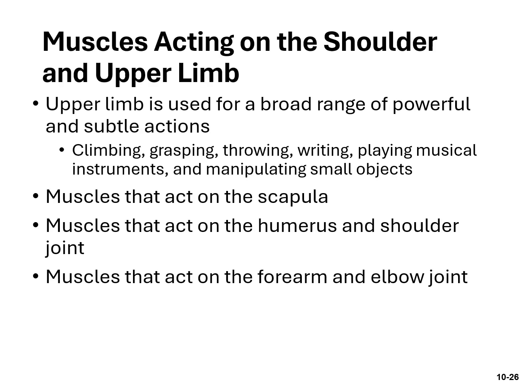So let's look at the shoulder and the upper limb. The upper limb is used for a broad range of powerful and subtle actions: climbing, grasping, throwing, writing, playing musical instruments, manipulating small objects. You're going to have muscles that act on the scapula, humerus, and the shoulder joint. What does it mean to call something a rotator cuff muscle? And what are the muscles on the forearm and the elbow joint?